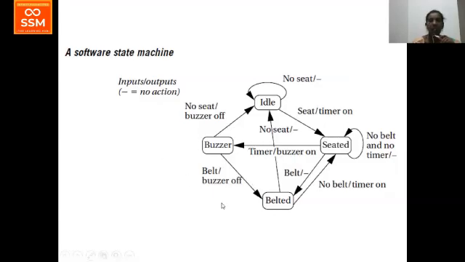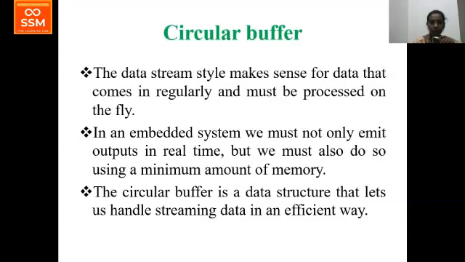So this is how the state machine behaves, depending upon the inputs: whether the person has come, is seated, or is unbelted. That is the current status of the system. So the state machine depends upon the current status as well as the inputs coming in.